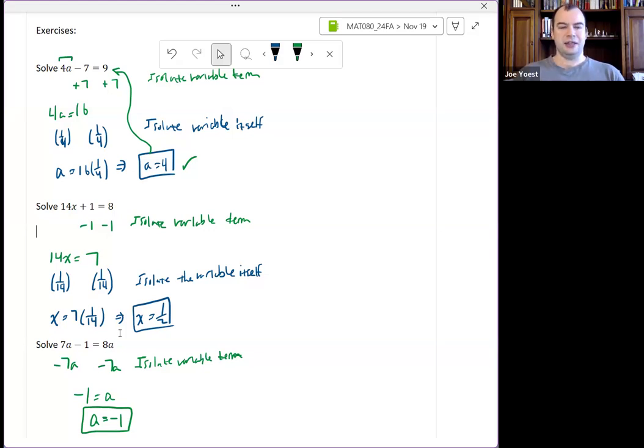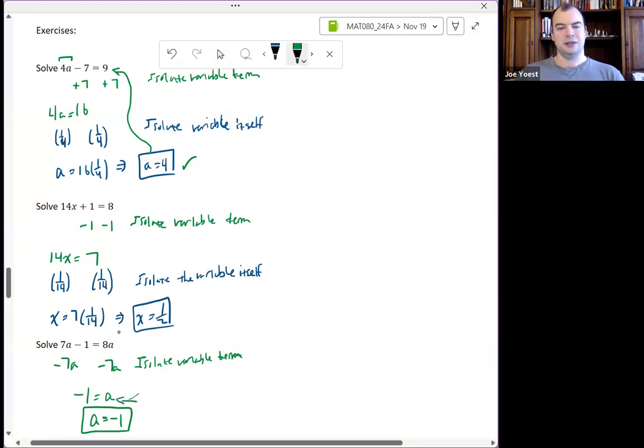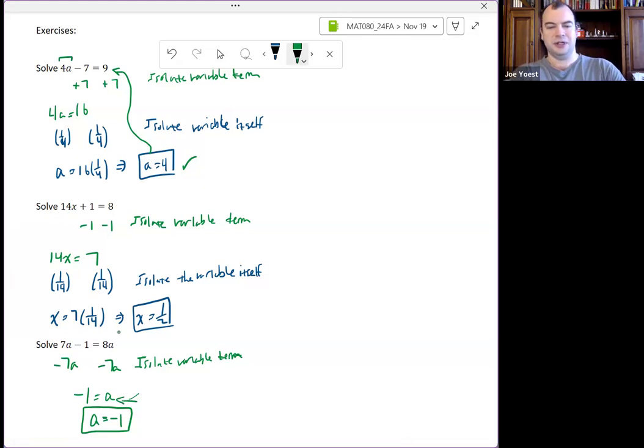So I choose to add the additive inverse of 7a to both sides. I choose to add negative 7a to both sides. 7a minus 7a on the left side, those go away and just leave me with negative 1 on the left. On the right side, 8a minus 7a leaves me with 1a. That isolated the variable term. And luckily, that also happened to isolate the variable itself. So my solution just falls right out: a equals negative 1.